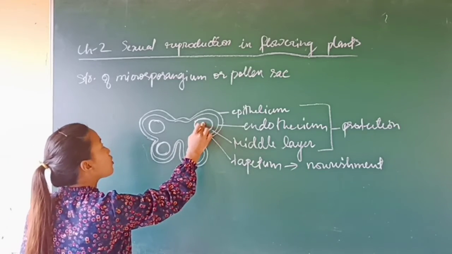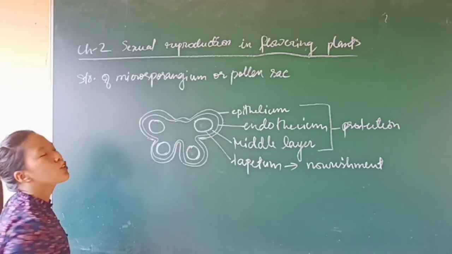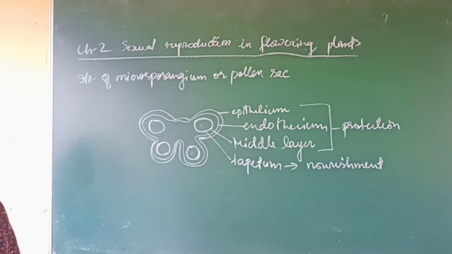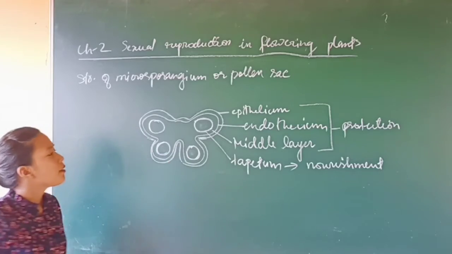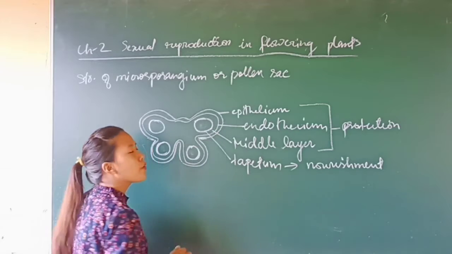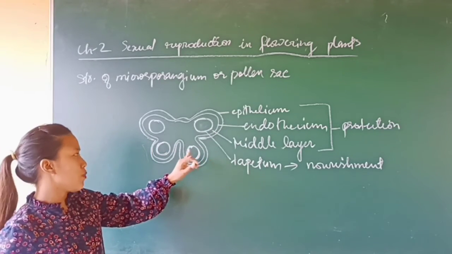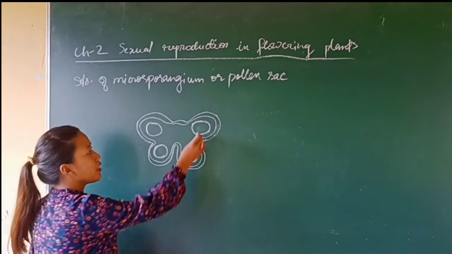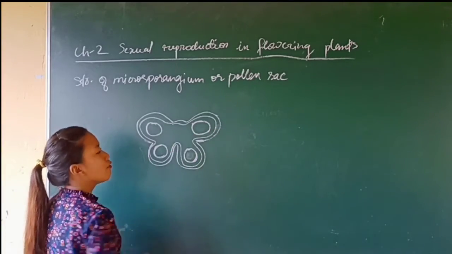This is one microsporangium, second, third, and fourth microsporangium, or we can call them pollen sacs. So these are 4 pollen sacs, and each of them is surrounded by 4 layers: epidermis, endothecium, middle layer, and tapetum. The innermost one provides nourishment for the developing pollen grains. Pollen grains are going to be produced from here. Now the center of each microsporangium.